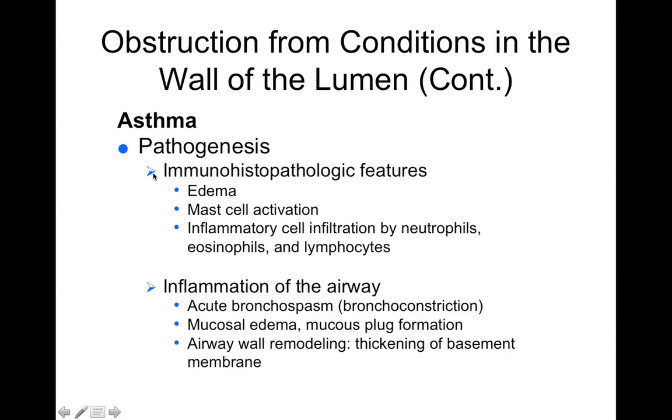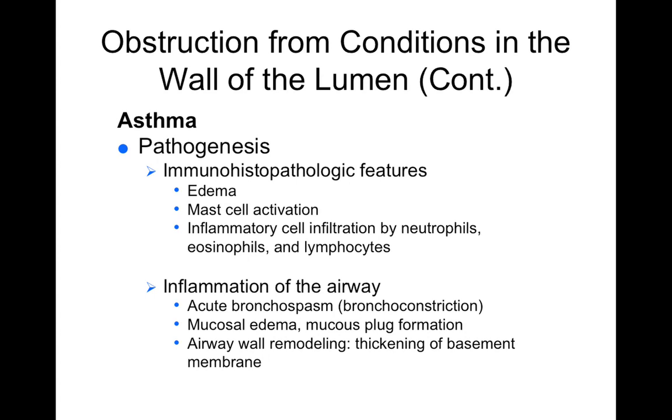Now, for asthma, you guys, like we're talking about here, some of the immunohistopathological features we'll see are an edema of the airways, or just a thickening of the airways. We'll see mast cell activation, so you see an inflammatory response. We'll see infiltration by neutrophils, eosinophils, and lymphocytes as a consequence of that inflammatory response. And inflammation of the airway can lead to bronchospasms, mucus plug formation, even airway remodeling, where over time the airways can become thicker as a consequence of tissue remodeling.